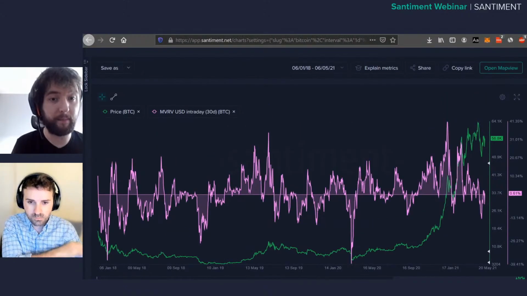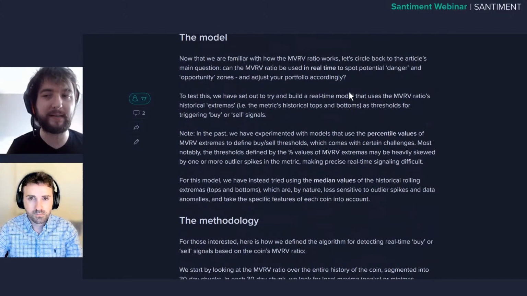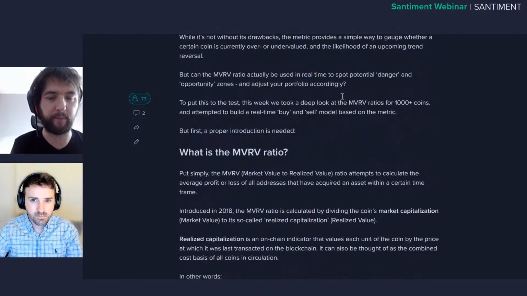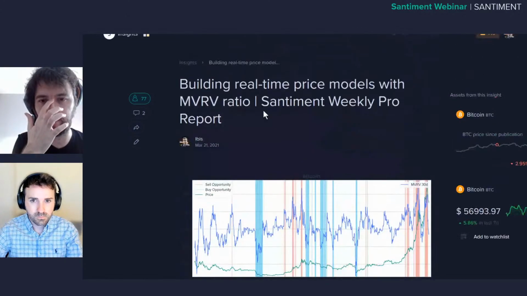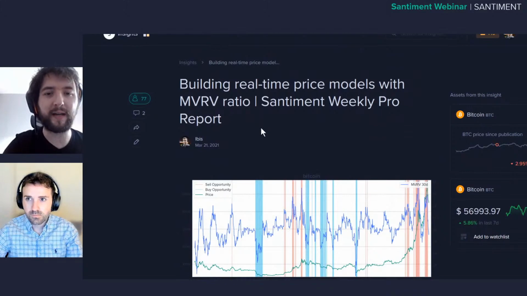So with that being out of the way, I also wanted to mention that we've run some backtests, and not just backtests on this metric. We've also tried to develop real-time models using MVRV as the backbone. In the study that we published, I think a month and a half ago, we tried to build a real-time price model using MVRV.